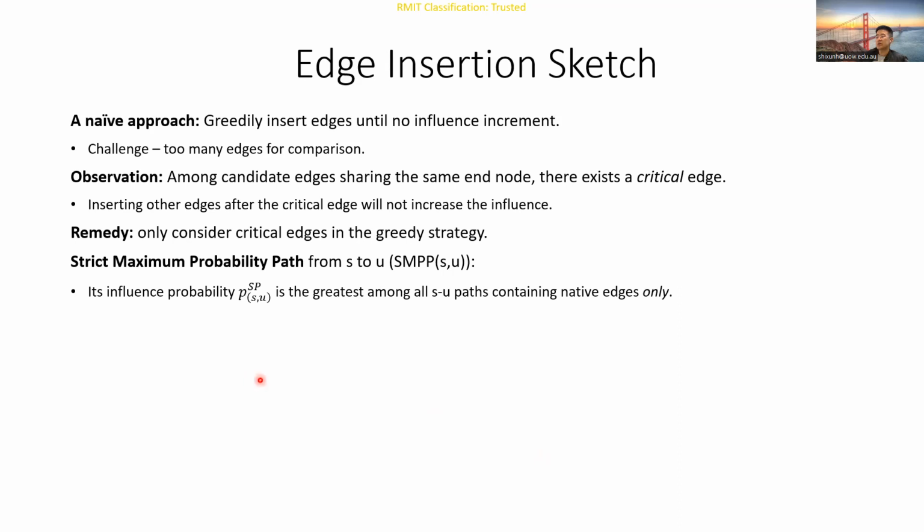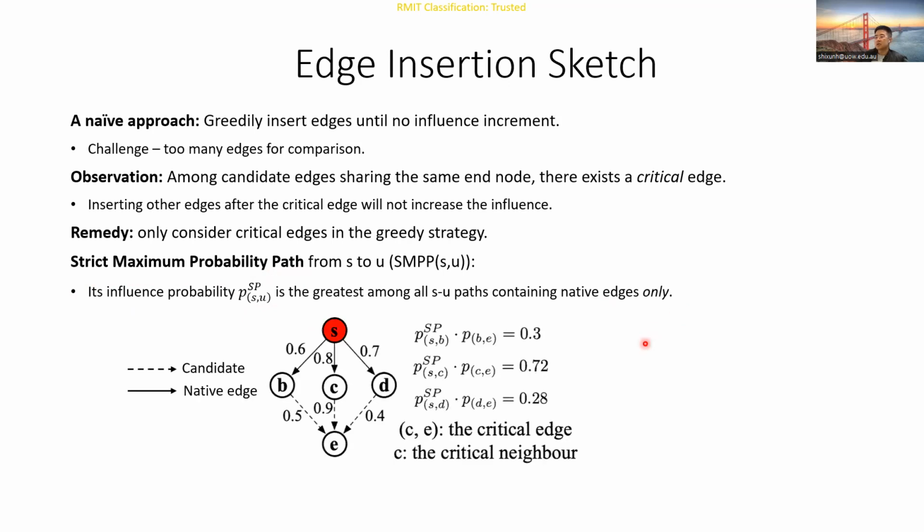To define the critical edge, we need to define the strict maximum probability path first. It has the highest probability among all paths containing native edges only. So it's a special case of the RMPP path. For instance, here the critical edge is CE, because after we insert CE, inserting BE and DE will not be meaningful, because the RMPP path will always be SCE.